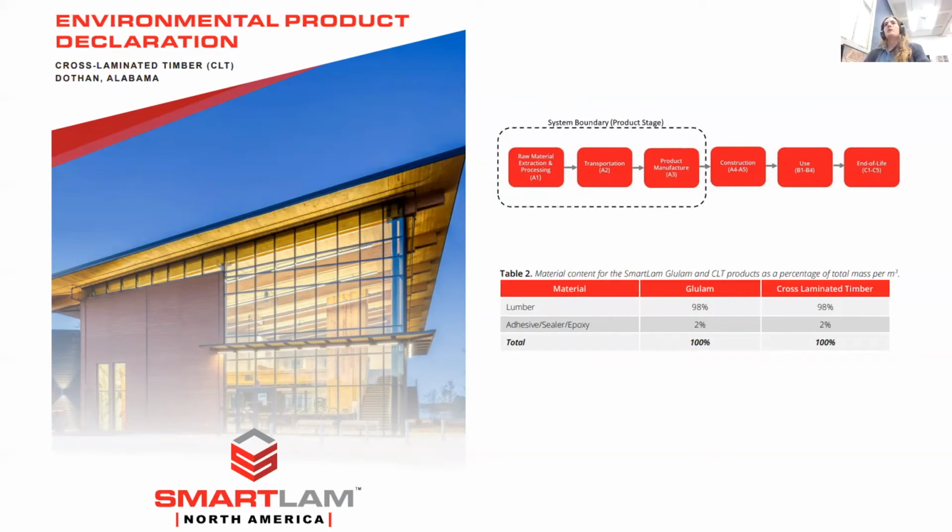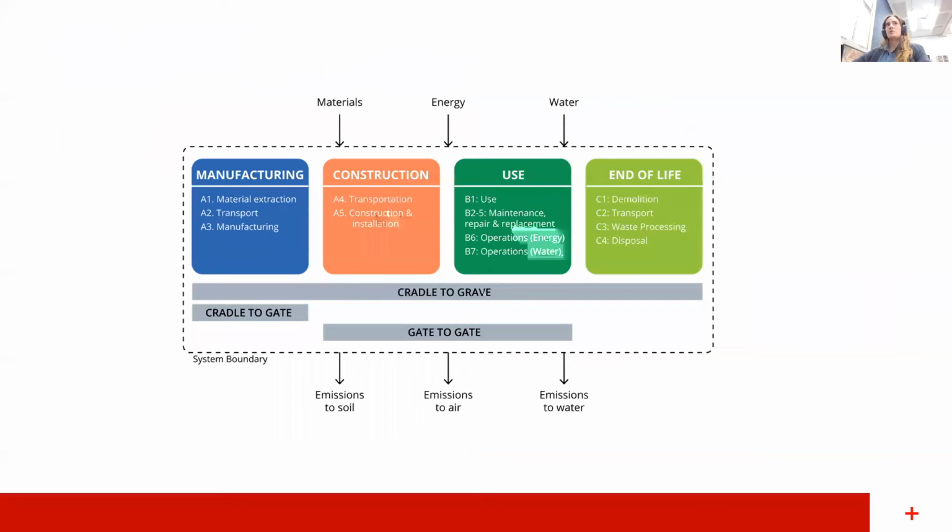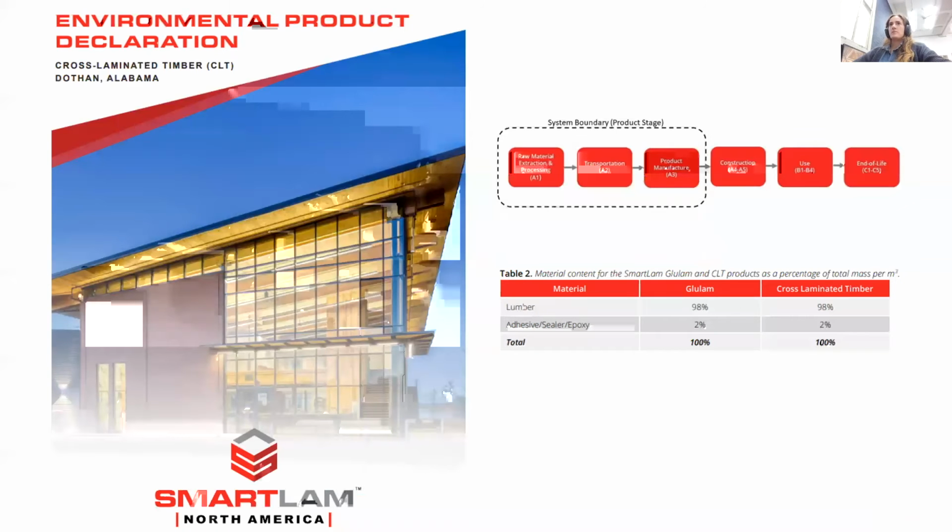But just to point out that a lot of times when you're looking at EPDs for materials, and for this one and timber in particular, you're really only looking at that A1 through A3 phase, which is the manufacturing. So where is the material coming from? How is it extracted, transported, and manufactured, but not really looking at the rest of the life of the material because it's coming from the manufacturer. So they don't know how it would be constructed, how it would be used. And at this point, they're not responsible for what happens at the end of life of that material.